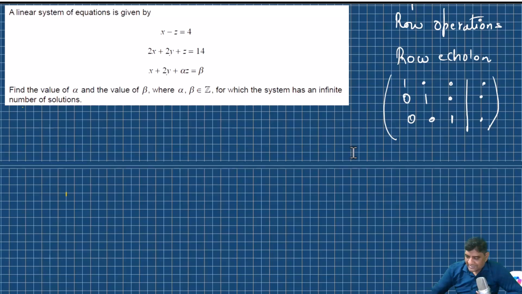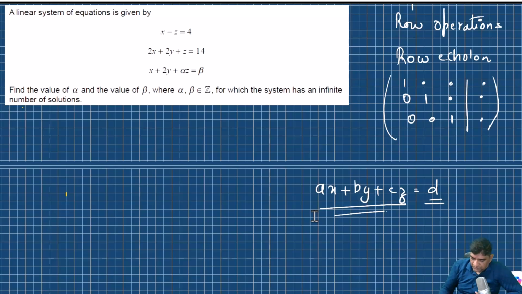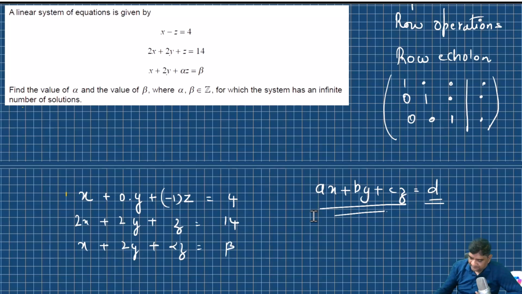I'm going to write the equations in the standard form. Please make sure, before you start off doing the augmented matrix and solving using the matrix operations or the row operations, that the constants are to the right and the variables are on the left. So the equations can now be written as x plus 0 times y plus minus 1 times z is equal to 4. And then we have 2x plus 2y plus z is equal to 14, and x plus 2y plus alpha times z is equal to beta.